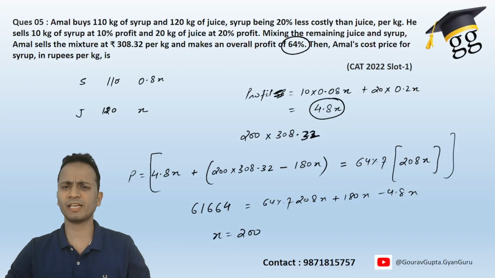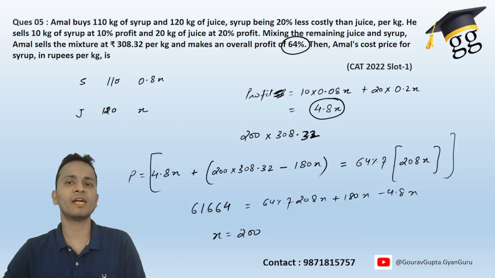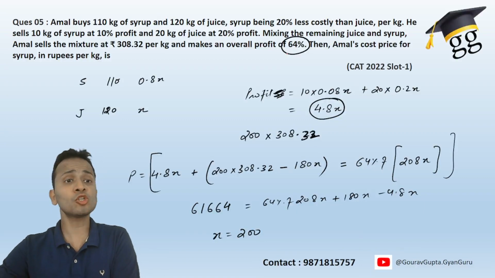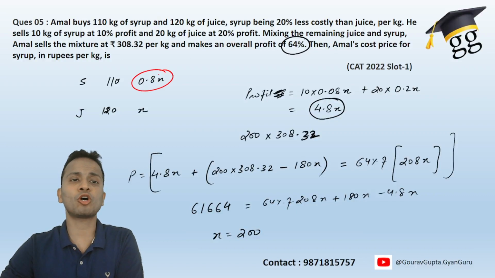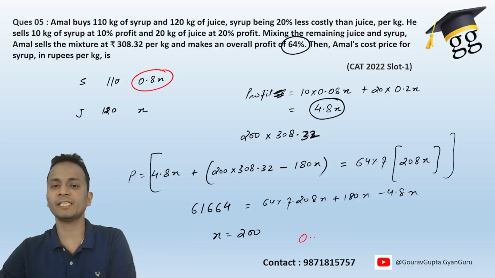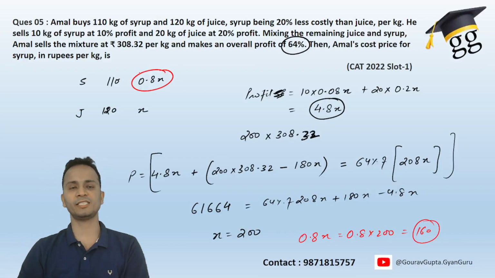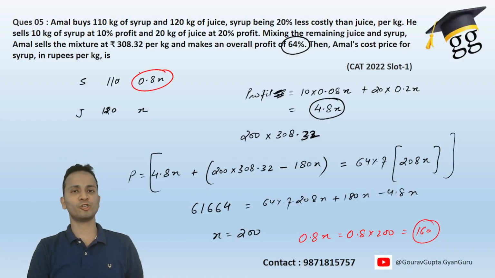You have to simplify, these are calculations, no matter how much time you spend, you will have to complete these calculations. So the value of x will come to 200, and now they're asking what is Amal's cost price for the syrup. The cost price of syrup is 0.8x. So 0.8 multiplied by 200 is equal to 160. So 160 will be the final answer for this question.